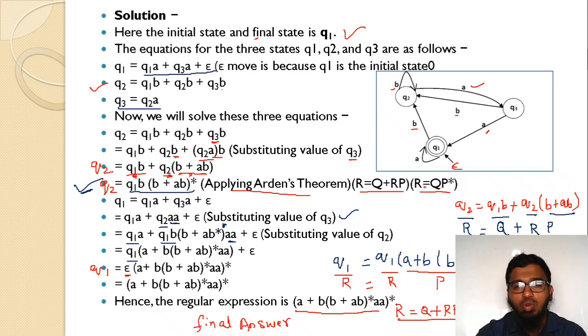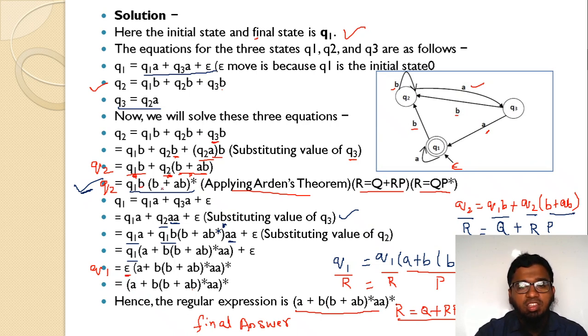So at that time you need to write R is equal to QP star. What is R here? Q2. R is equal to QP star. What is Q here? Q1 B. So Q1 B, then (B plus AB) whole closure for P closure. In that equation we finish this.